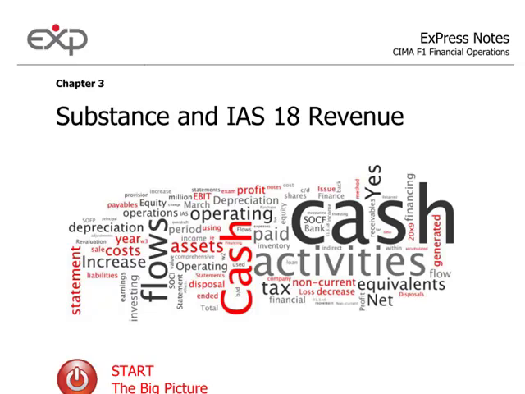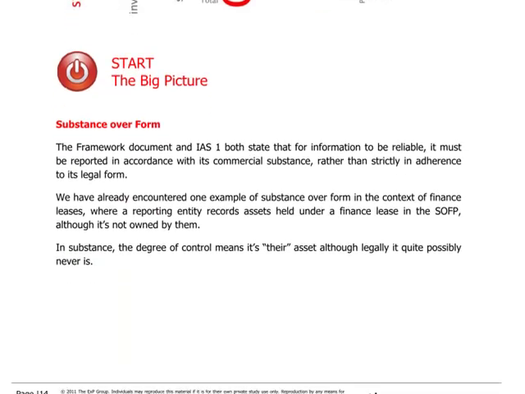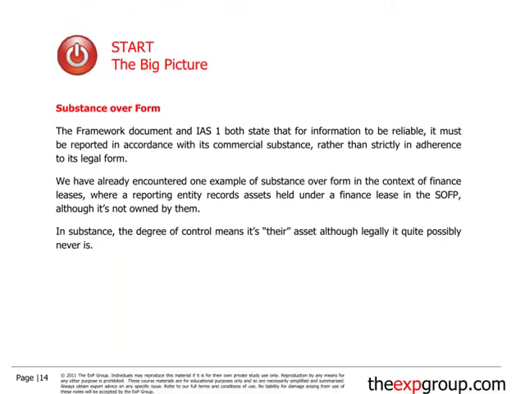I would like to provide you some highlights on the substance, which is in effect substance over form, a key accounting concept, as well as IAS 18 revenue, which would cover revenue recognition mainly. If you are at Chapter 3 in your Express Notes, you have there an introduction of substance over form, and in simple terms, substance refers to the commercial sense of the transaction, and form pretty much means the legal form.